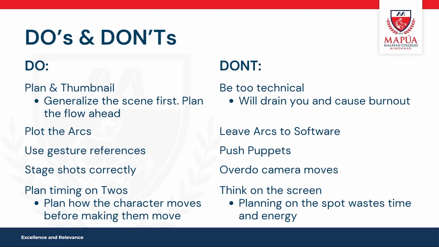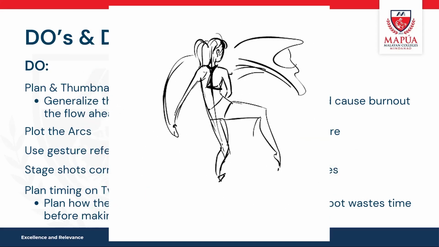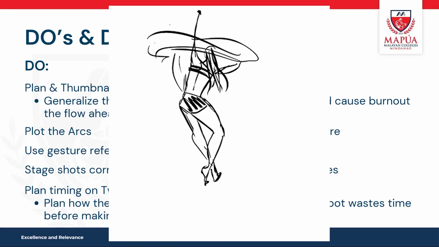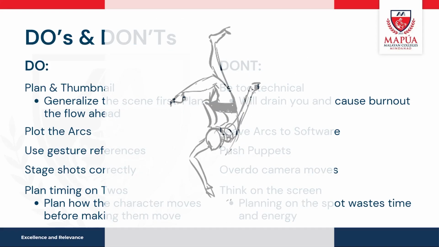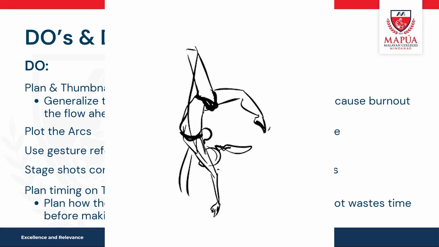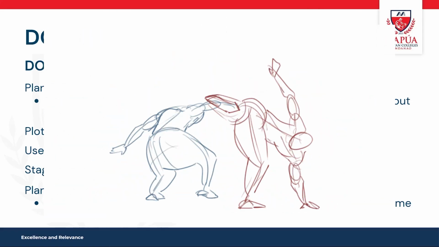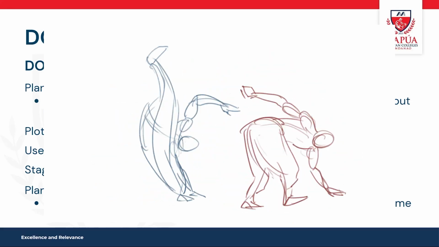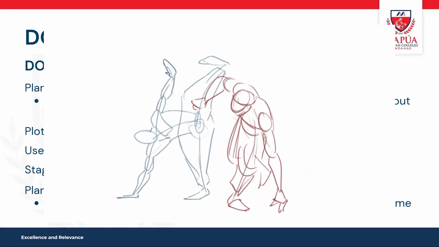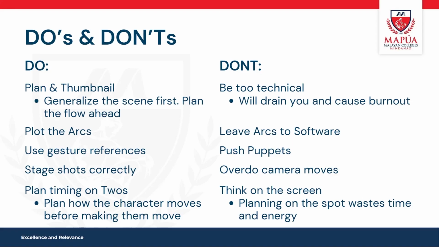Do use gesture references and don't push puppets around. What this means is once you have a drawing, use gesture references, draw them in different gestures, manipulate the motion of your character by using gesture drawing as a basis. Don't push the puppets around. Don't rely on puppet warp to make your character move. Of course, there will be time constraints and you will be forced to use puppet warp. But as a general rule of thumb, don't rely too much on puppet warp. It will distort the proportions of your drawing as well as the perspective.